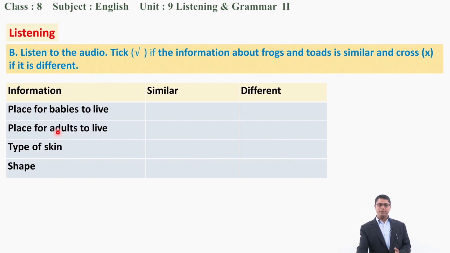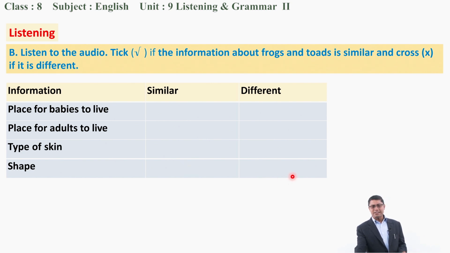Place for babies to live, place for adults to live, types of skin, shape. These are the information given about the toad and frog. Now, if you think the information is similar, meaning they both live in the same place, then you will put a tick mark. If they live in different places, then you will put a cross mark. In the same way, if the adults live in the same place, you will put a tick. If in a different place, you will put a cross. In the same way, if they have similar types of skin, you will put a tick, and if different, then you will put a cross. Similarly, shape: if they have similar shape, you will put a tick.